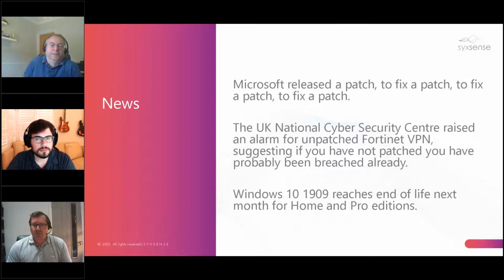And also in the news, Windows 10 1909 reaches its end of life next month for Home and Pro editions. So if you're still using Windows 10 1909 and you haven't yet moved to the next feature update, you only have 1 month to do so.